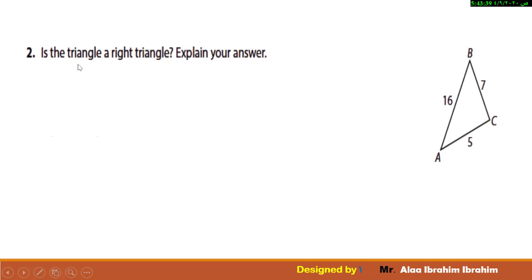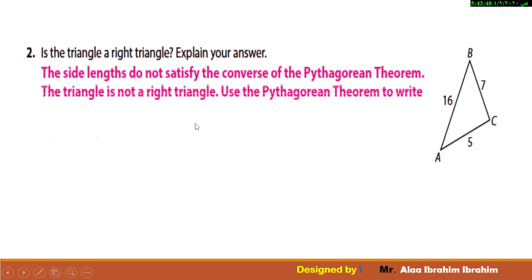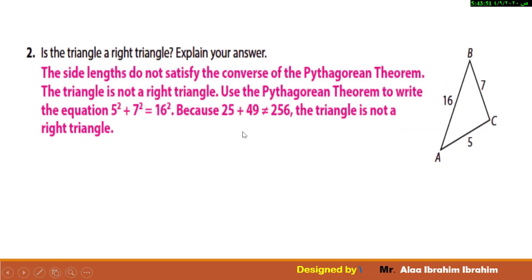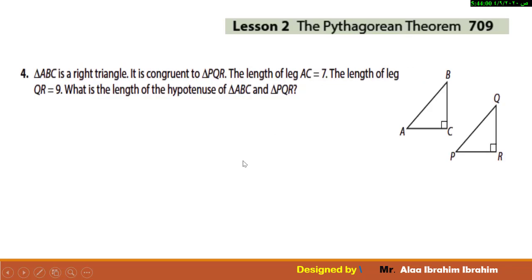Here I give you the 3 sides. I need to explain whether this is a right angle triangle or not. So take the 2 smallest sides, square and add them together, then compare with 16 squared. So you check the steps to see whether they are equal or not equal. I check my result here and it is not equal. So they are different, so this is not a right angle triangle.